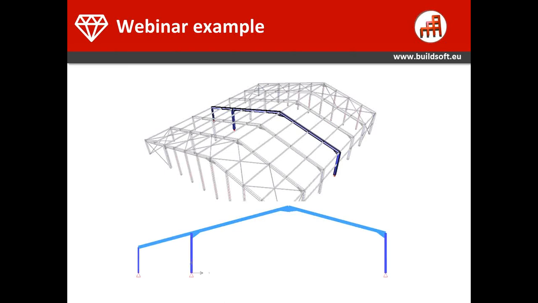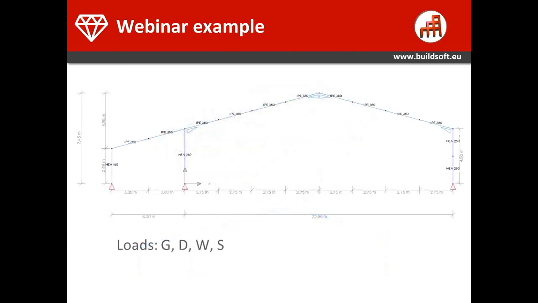These are the details of the 2D frame. The frame has a total width of 28 meters. So we have 22 over here, and we have a little part on the left side, which is 6 meters. The total height is 7 meters 45.